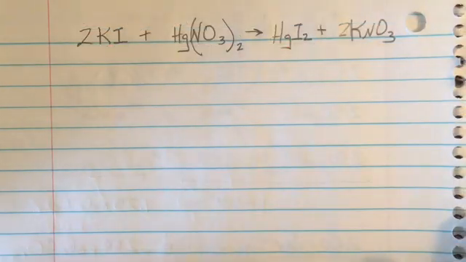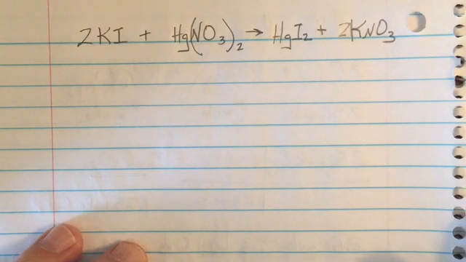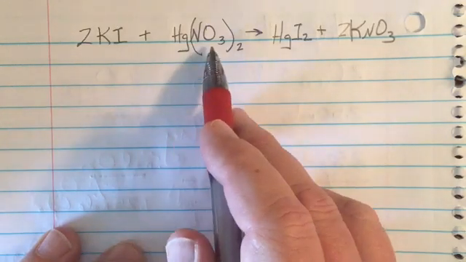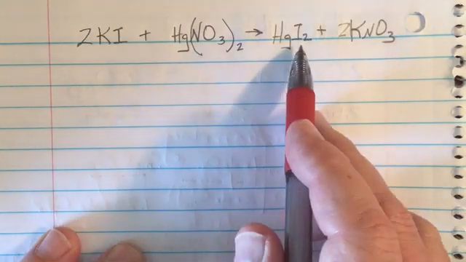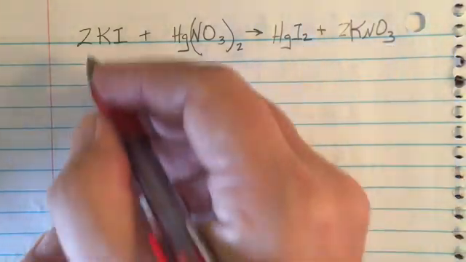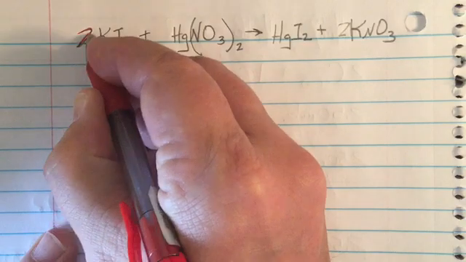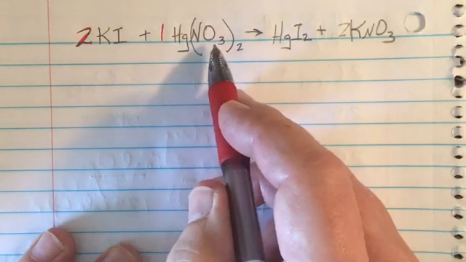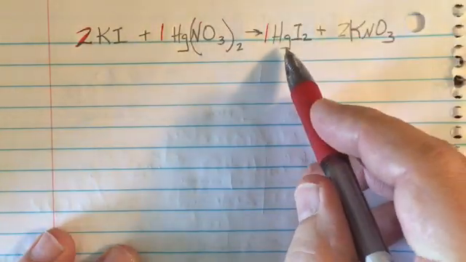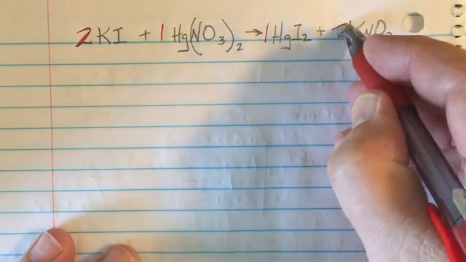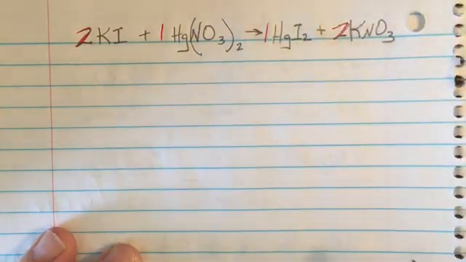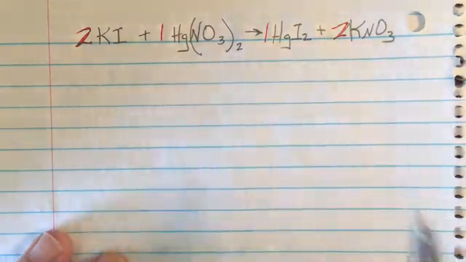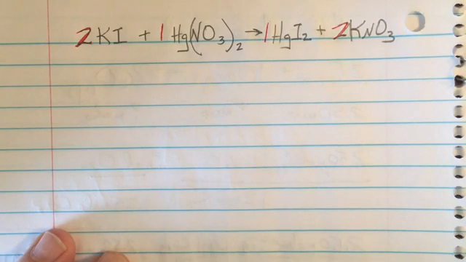Let's look at another mass-to-mass stoichiometry problem with this reaction. Here is a balanced reaction of potassium iodide and mercury nitrate to produce mercury iodide and potassium nitrate. Now it's balanced in the sense that you have 2 moles or 2 molecules of potassium iodide reacts with 1 mole or 1 molecule of mercury nitrate to produce 1 mole of mercury iodide and 2 moles of potassium nitrate. I'm leaving off the phases to simplify the calculations or to make it more clear.